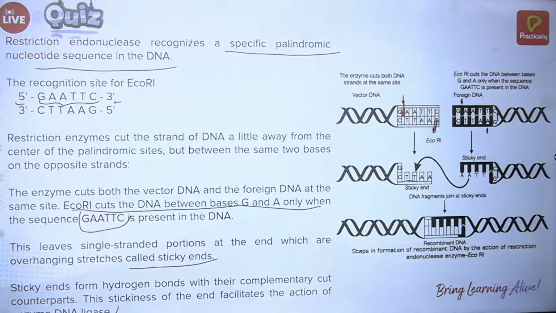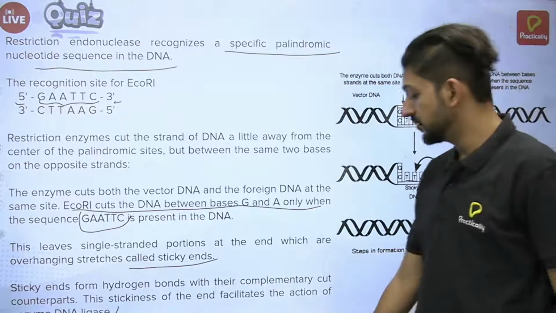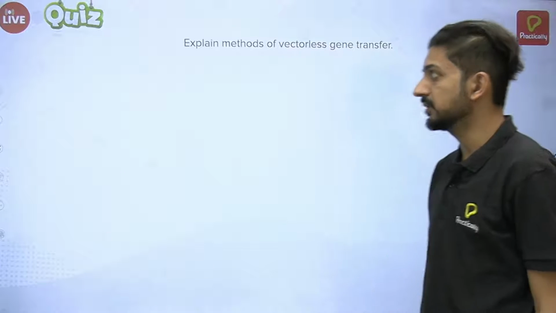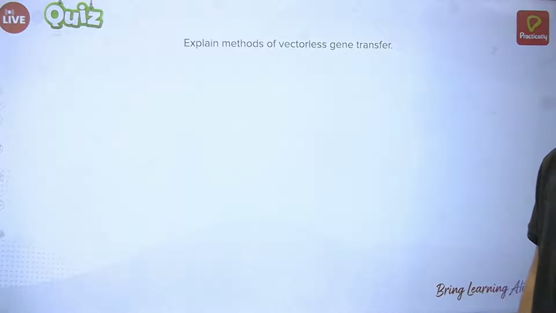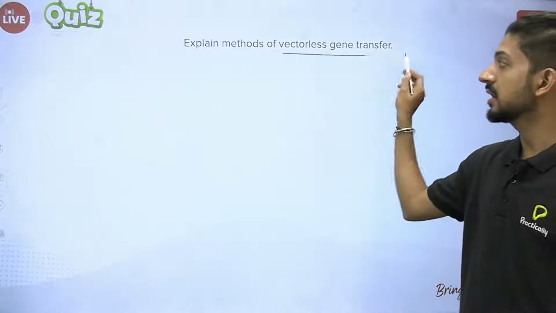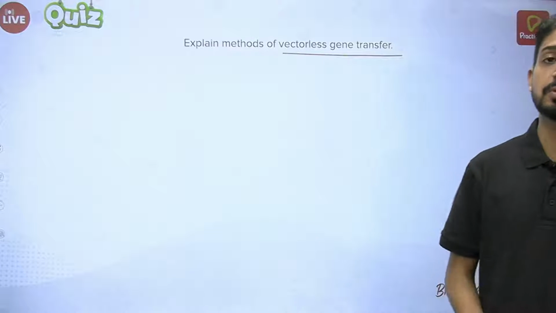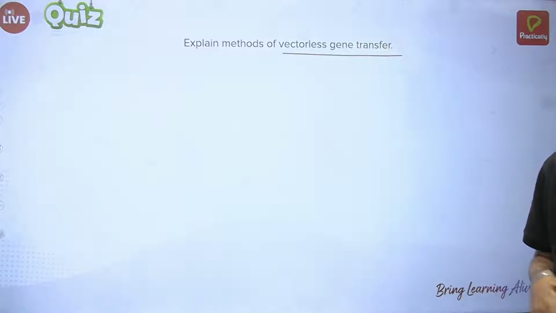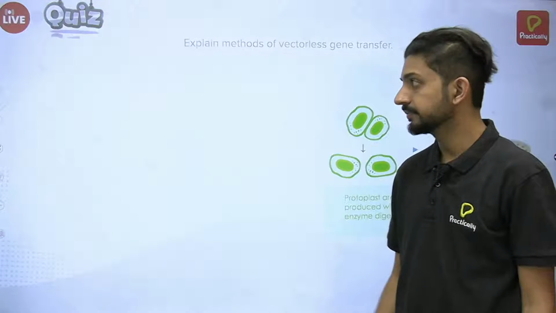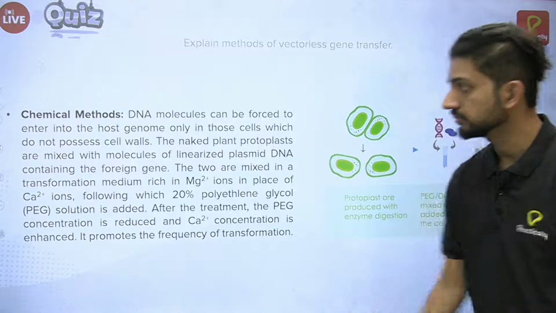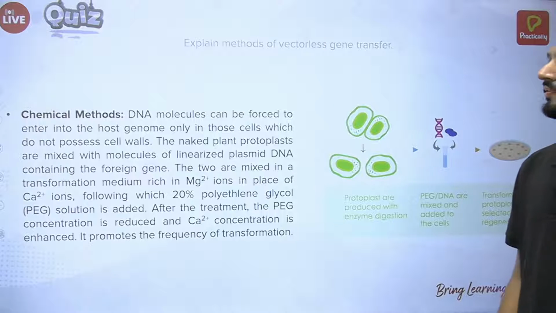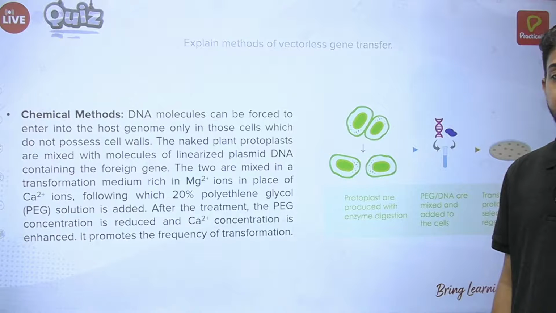Okay, simple question. Now, let's see the second most important question from this chapter. Explain methods of vectorless gene transfer. Again, a question from tools of recombinant DNA technology. Let's see how to answer. The first method mentioned over here is the chemical method.